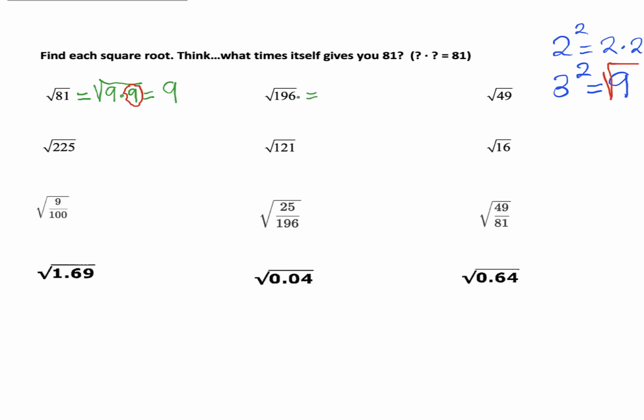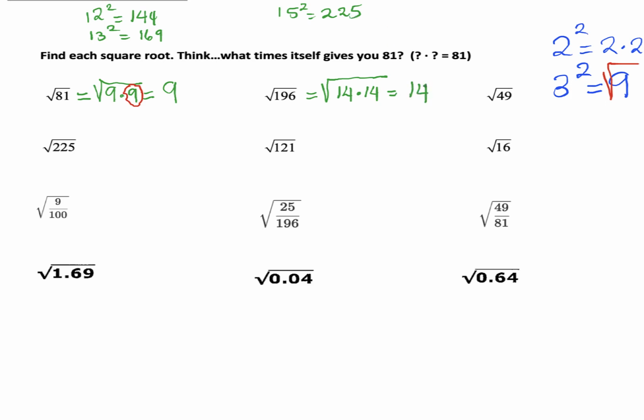196. Now, I know 12 squared is 144, and I know 13 squared is 169. Now, we all know 15 squared is 225, so I know from memory that for the square root of 196, what number multiplies itself to give me 196? Well, that is 14 times 14. Because notice 196 is between 169 and 225. So my answer is 14.